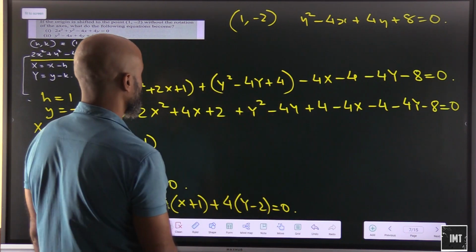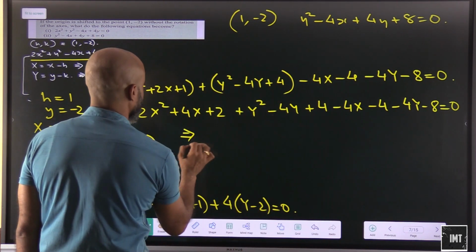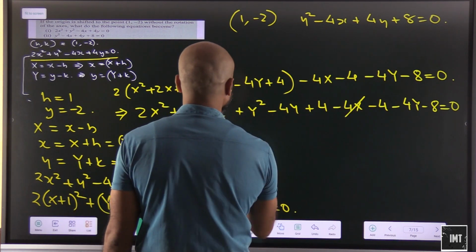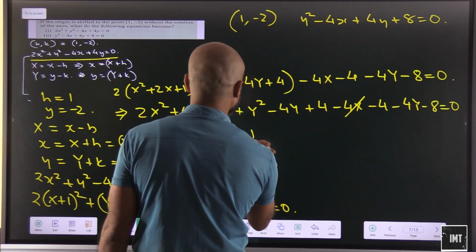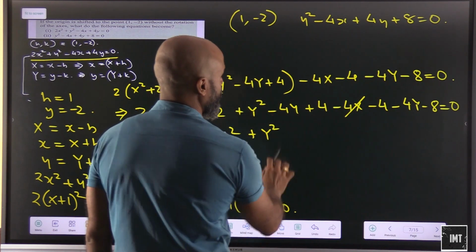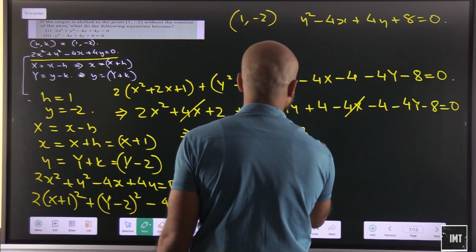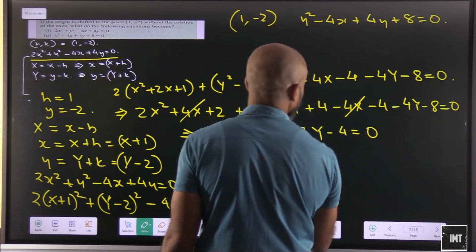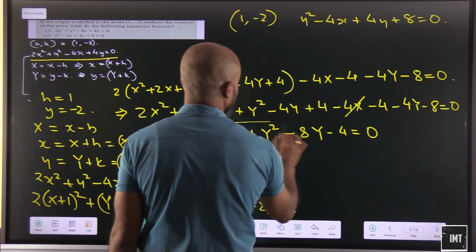So here we get 2X square, 4X gets cancelled with minus 4X, and Y square remains. Then the Y terms, minus 4Y plus 4Y, give you... 2 plus 4 minus 4 minus 8 gives you minus 6, which is equal to 0. This is the new equation.